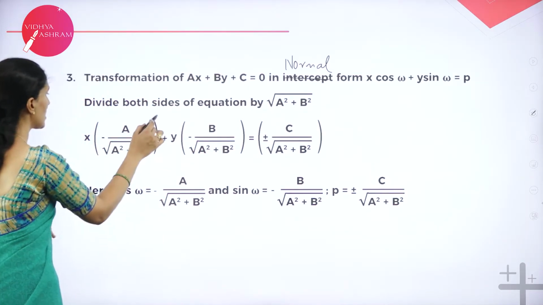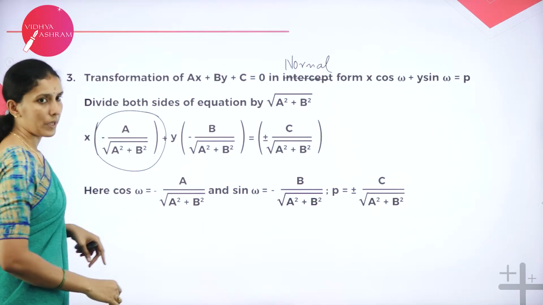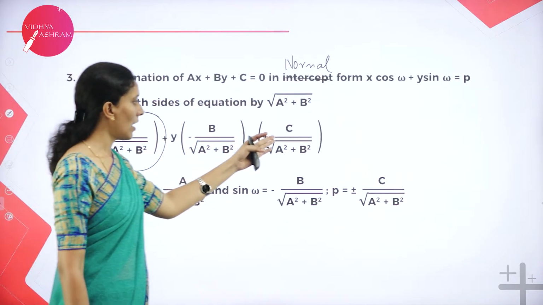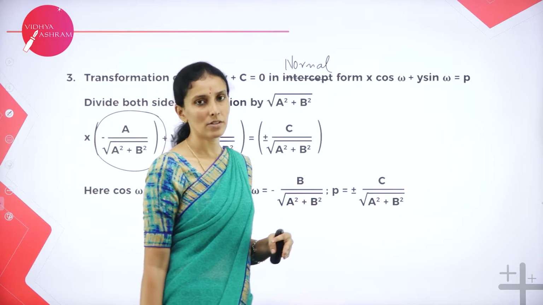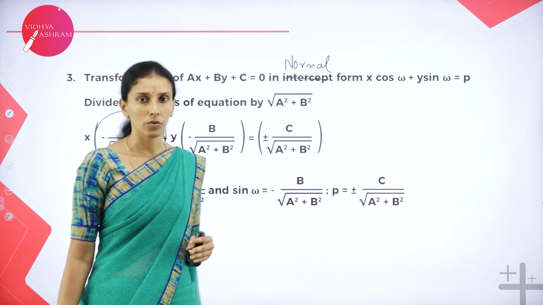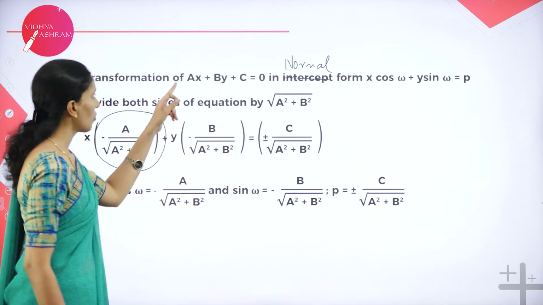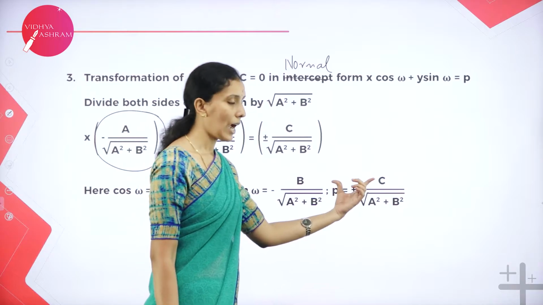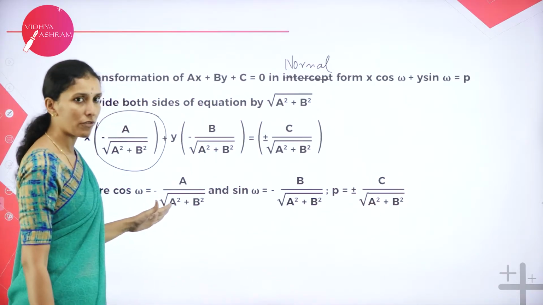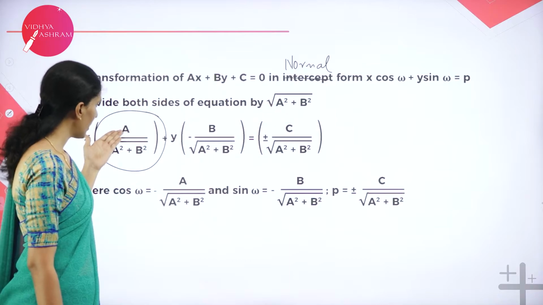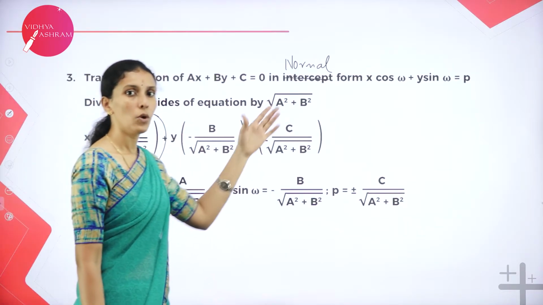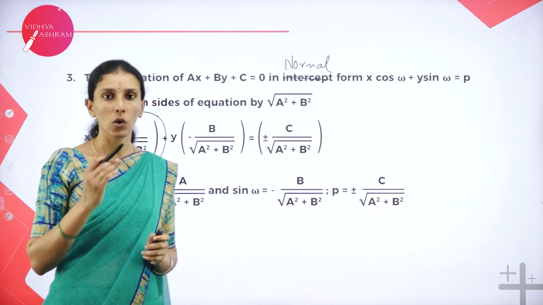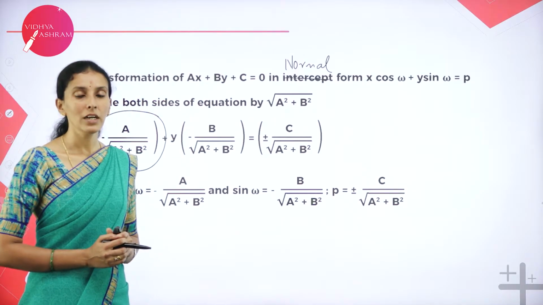So, here this can be taken as cos omega, because x cos omega we have taken, cos omega, sin omega, and the perpendicular distance can be plus or minus c divided by square root of a square plus b square. By knowing the values of a, b and c, we can directly find cos omega, sin omega and p. First find the square root of a square plus b square, divide once by a, once by b, once by c. That will give you cos omega, sin omega and p. So, there we are going to convert it into normal form of an equation.